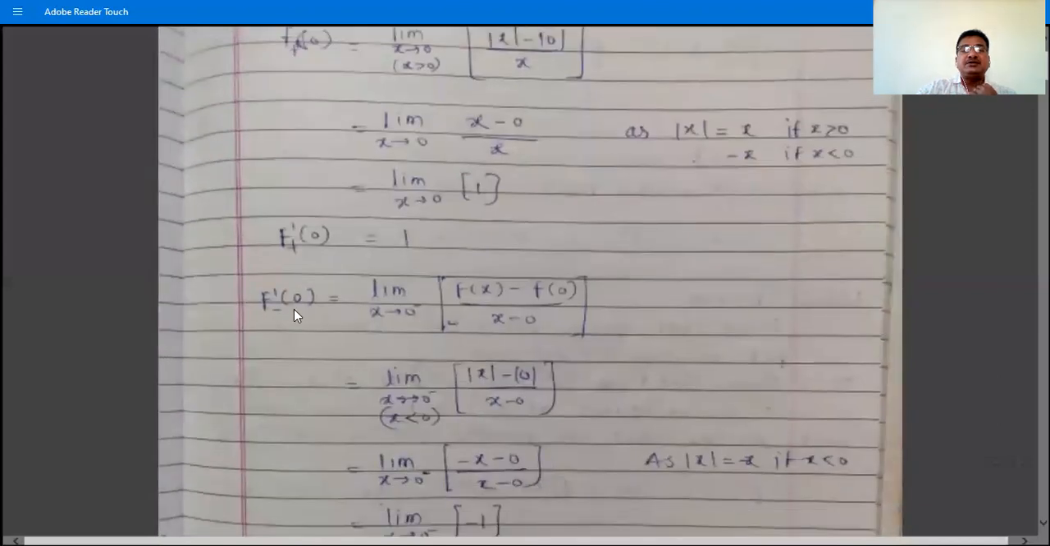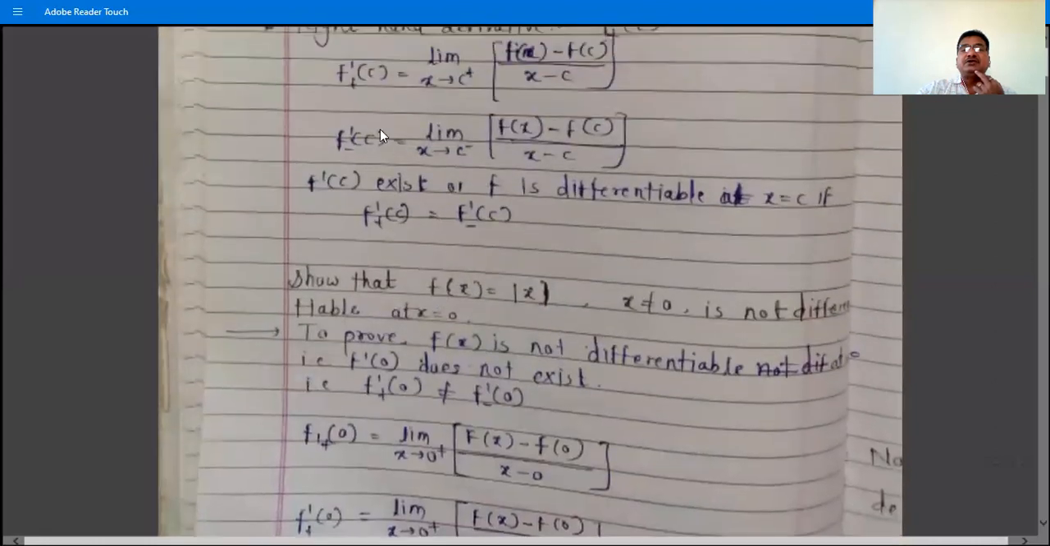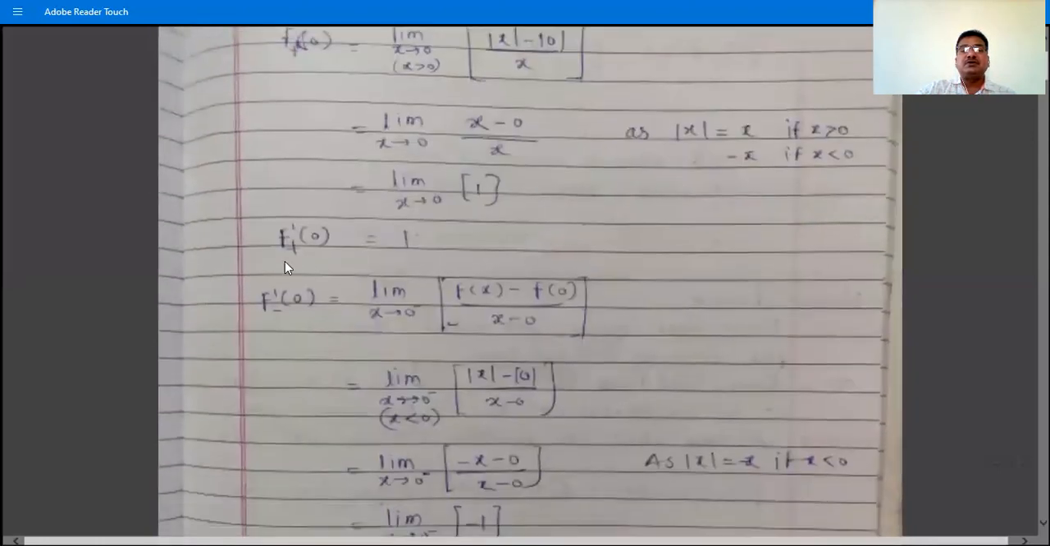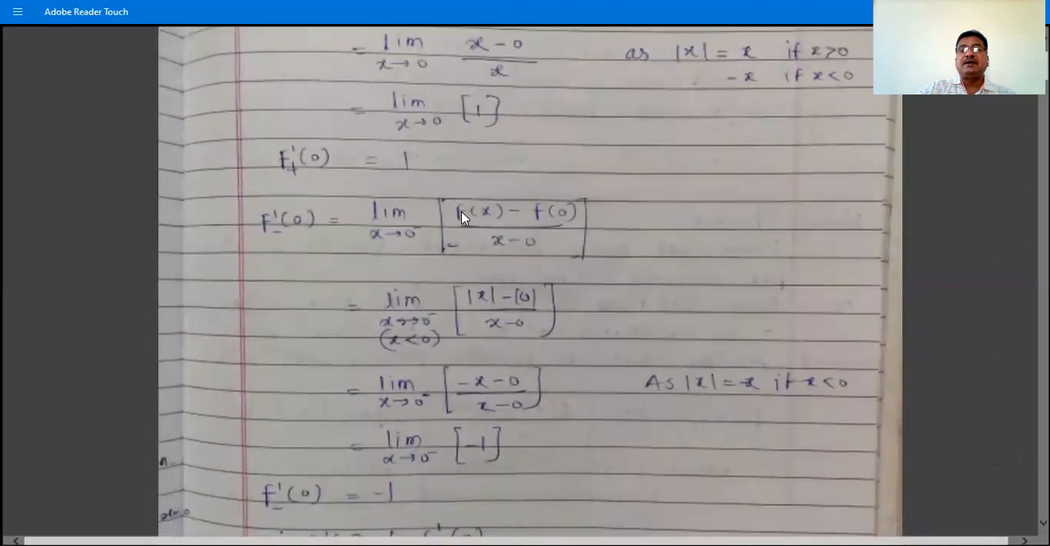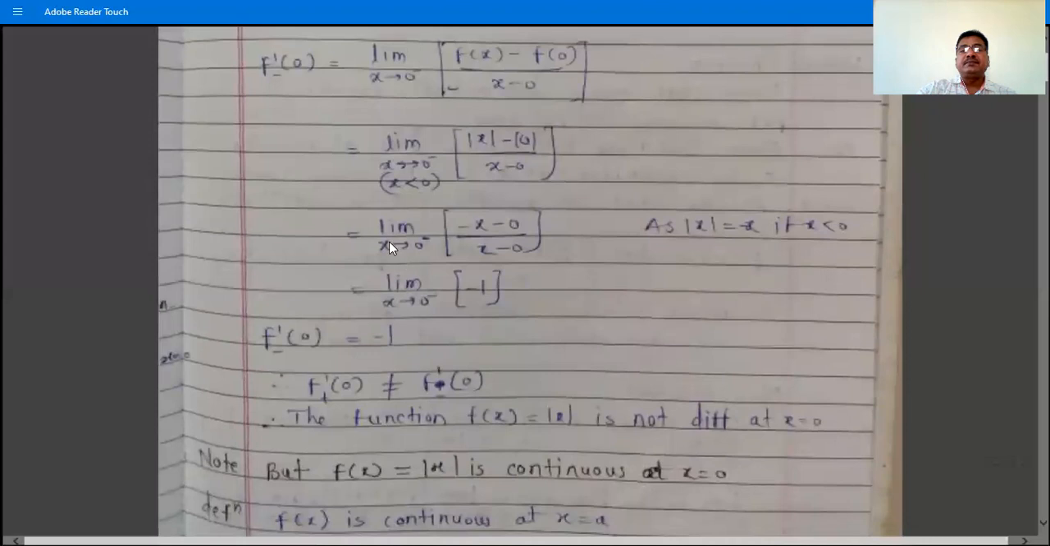Now we have to find f dash 0 minus. What is the definition of f dash 0 minus? This is the definition: f dash 0 minus is the limit as x tends to 0 minus of f of x minus f of 0 divided by x minus 0. And what is the meaning of x tends to 0 minus? It means x is less than 0. And f of x is mod x minus mod 0 divided by x minus 0, and limit x tends to 0 minus means x is less than 0.